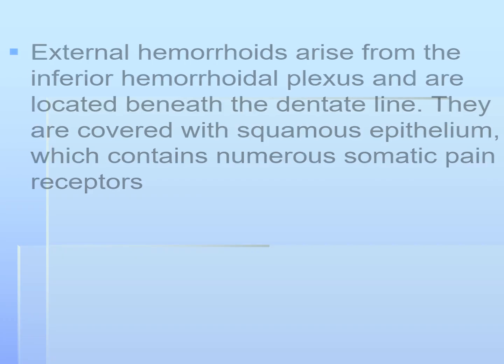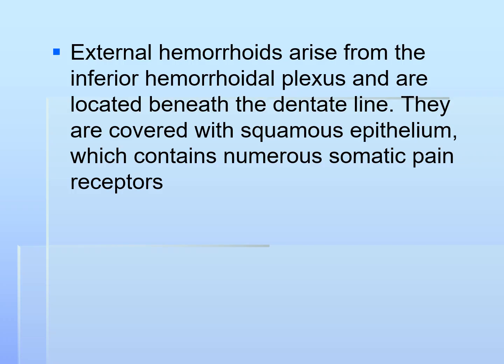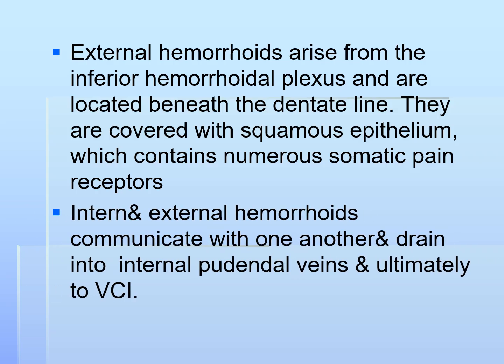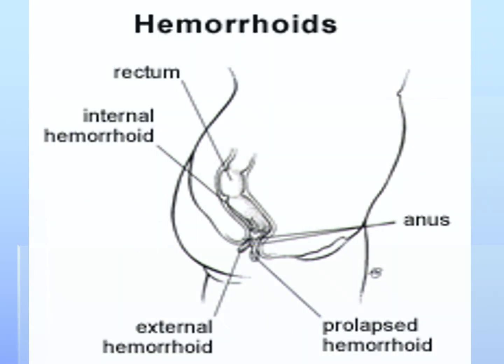External hemorrhoids arise from the inferior hemorrhoidal plexus and are located beneath the dentate line. They are covered with squamous epithelium, which contains numerous somatic pain receptors. Internal and external hemorrhoids communicate with one another and drain into internal pudendal veins and ultimately to the IVC. Here the picture shows different types of hemorrhoids.